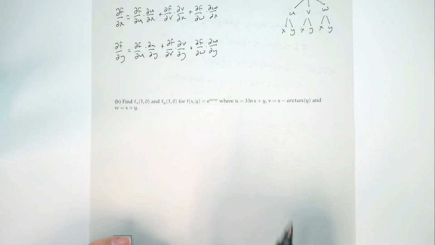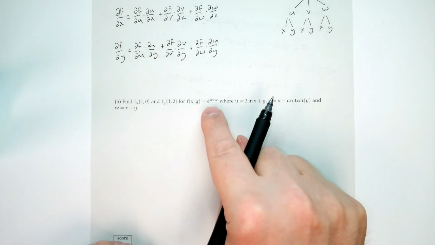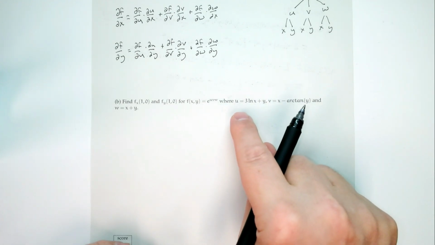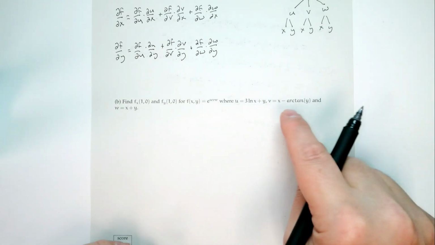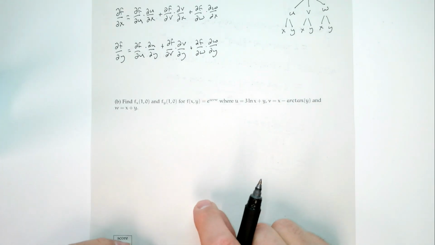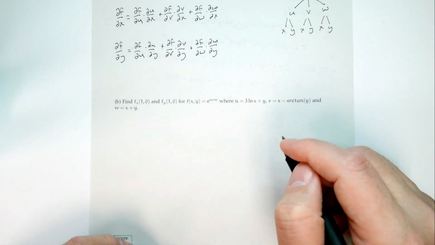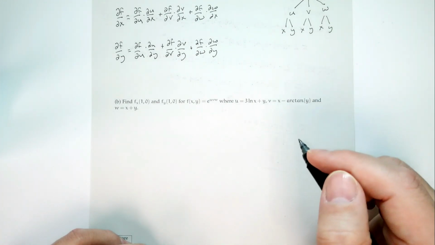So find f sub x at (1, 0), f sub y at (1, 0) for f of x, y equals e to the power uvw, u equals 3 log x plus y, v equals x minus arctangent y, and w equals x plus y. Oh my gosh, another arctangent? Oh man, this is like a really good test.